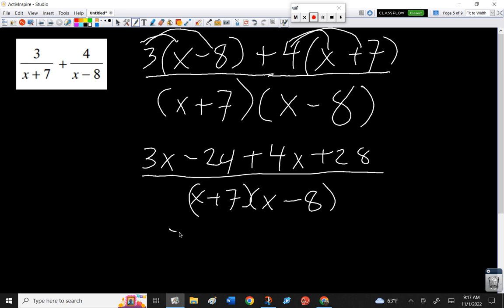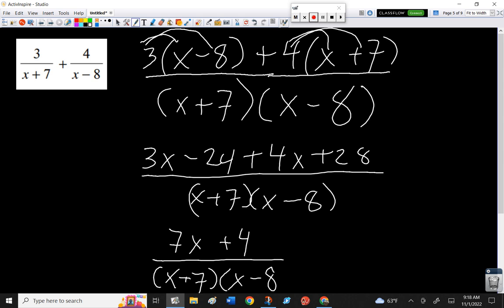3x plus 4x is 7x. Negative 24 plus 28 is plus 4. All of that will be over x plus 7, x minus 8. And that is simplified. Our final answer. Okay? I'm going to show you a very similar example. Feel free to pause video, rewind, or whatever you need to do.